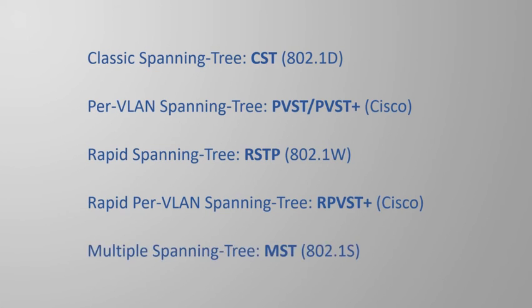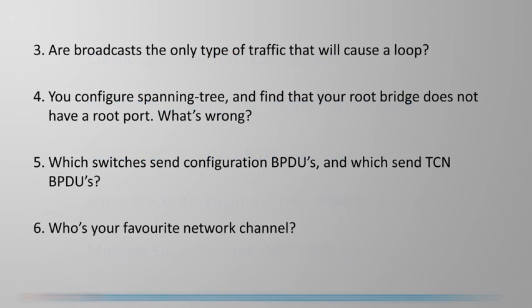And finally, the rest of the industry caught up and created Multiple Spanning Tree, or 802.1s. MST is quick, like RSTP, but it handles VLANs better. In fact, it handles VLANs a little better than PVST and RPVST, as it considers groups of VLANs when creating spanning tree topologies, rather than considering each VLAN individually. This approach puts less strain on the switch and its resources.